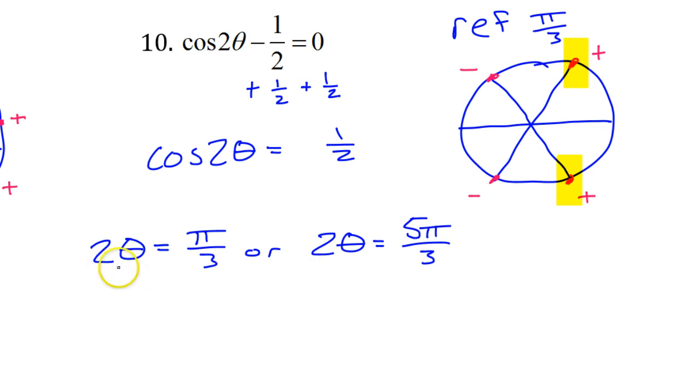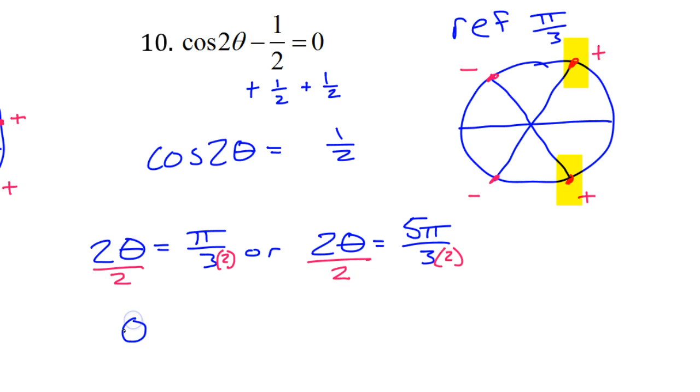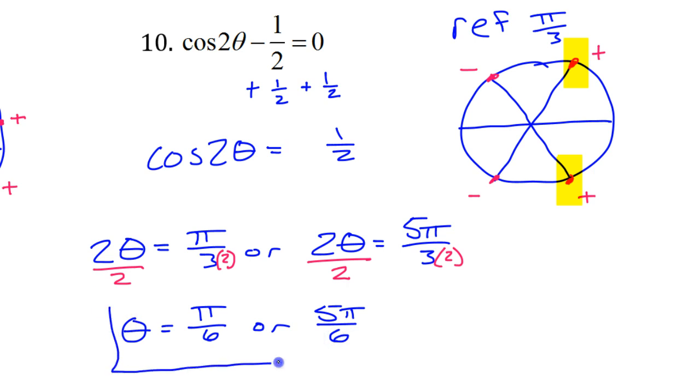Now, and only now, can I divide by 2 to get theta by itself. So I'm going to divide both sides by 2. When I divide a fraction by 2, I just put 2 in the denominator. Same thing over here. Divide both sides by 2. When I divide this fraction by 2, just put it in the denominator. So this is now going to give me theta is equal to pi over 6, or 5 pi over 6. So those are the 2 answers to number 10.